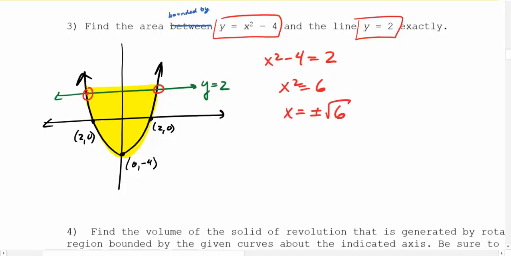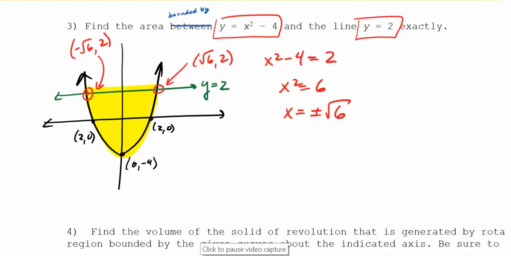So then once you have x, you need to find what? Well, we know what y is. It's 2. So what's that point right there? The square root of 6 comma 2. And what's this one right there? Negative square root of 6 comma 2. So we have all the information we need to write an integral that represents the area.